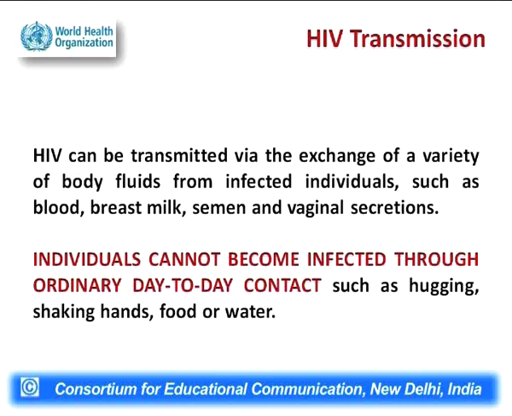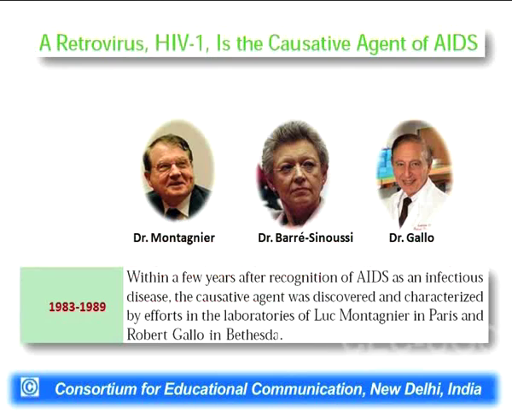Airborne transmissions haven't been reported. Only when an infection is transmitted through body fluids such as infected blood, breast milk, semen or vaginal secretion from an HIV patient, then only does the infection get transmitted to healthy individuals.